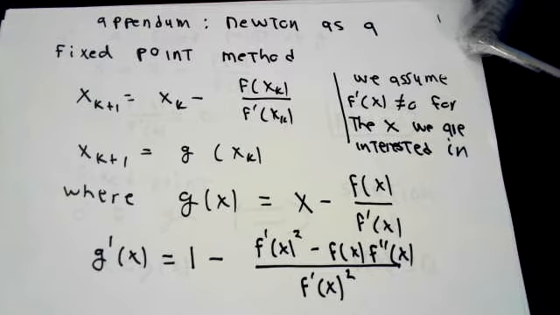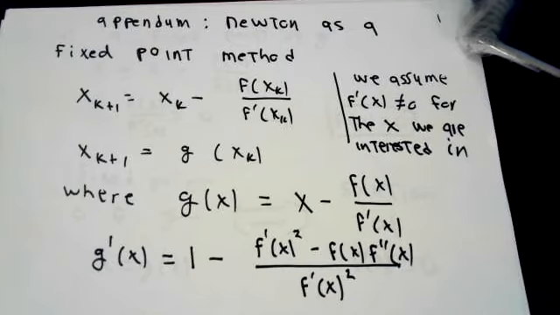We never hit a place where the derivative of f is zero. Newton's method for solving f of x equals 0 is x_{k+1} is the previous x minus the function at the previous x divided by the derivative value there. I can think of this as being a fixed point method.